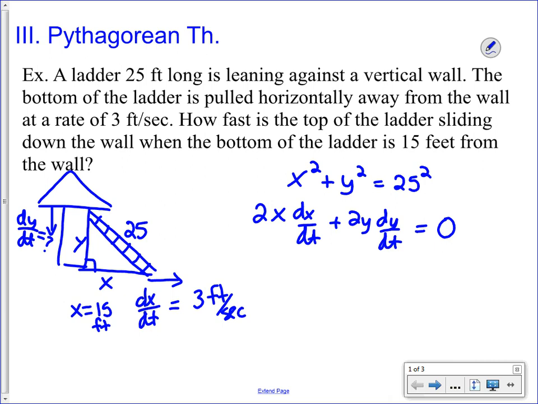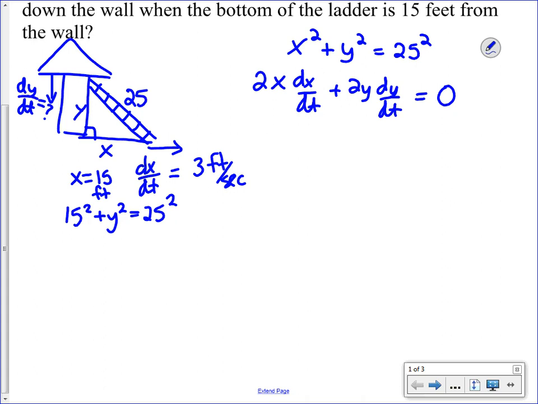Okay, so now let's see what all we have to plug in. We're solving for dy/dt. We know dx/dt is 3 feet per second. We know x is 15, but we don't know what y is. Okay, so we're actually going to have to solve for y. So we're going to use Pythagorean theorem again, just to figure out what y is equal to when x is 15. So we'll do 15 squared plus y squared equals 25 squared, and then we'll just work that out.